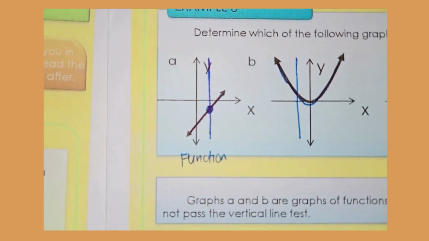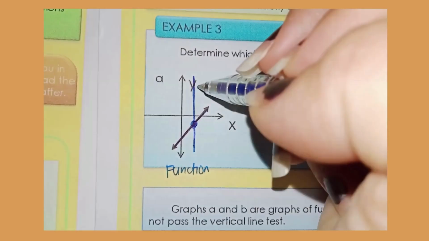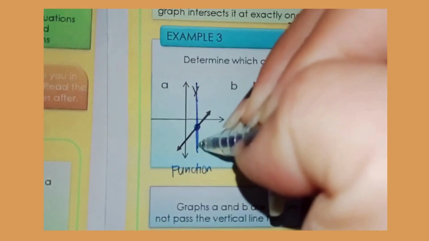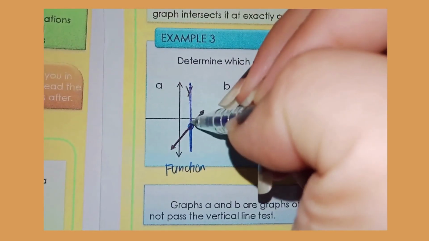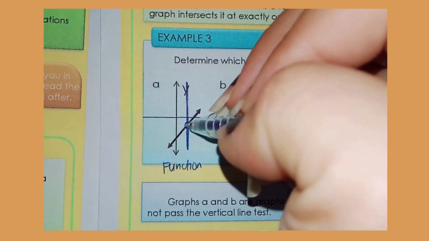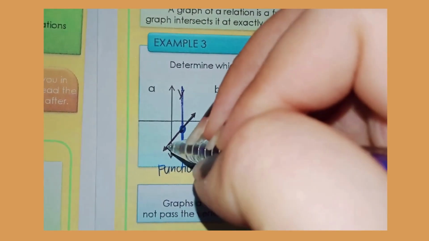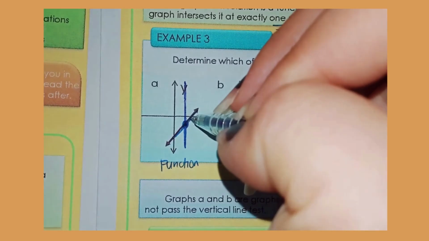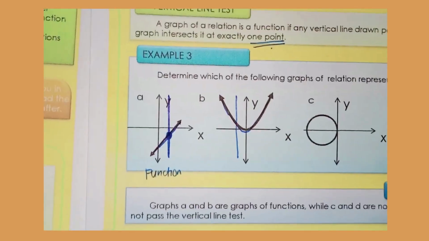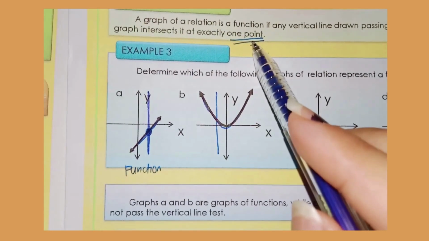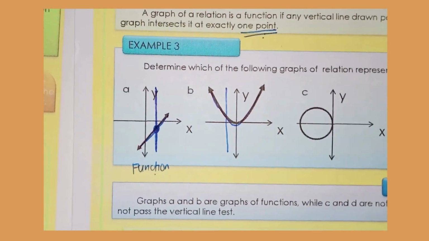So, kanina, nagdraw ako ng isang vertical line. Yung vertical line na to, na-meet nga yung graph natin dito sa point na to. Ito kasi yung graph natin. Nag-meet sila dito. So, dahil isang point lang yan, only one point, yan ay tinatawag nating function.